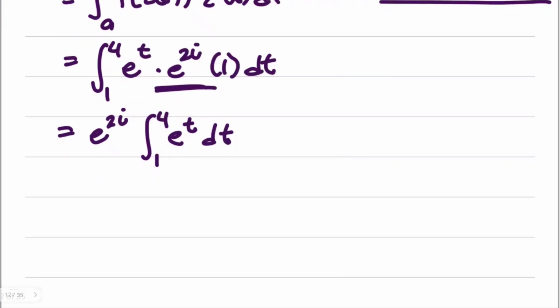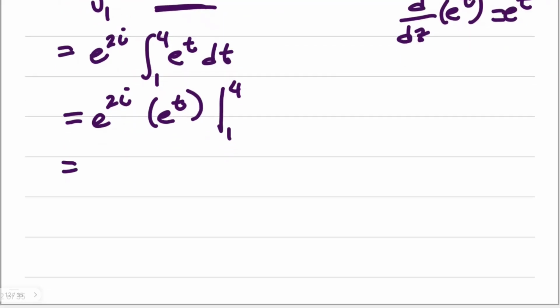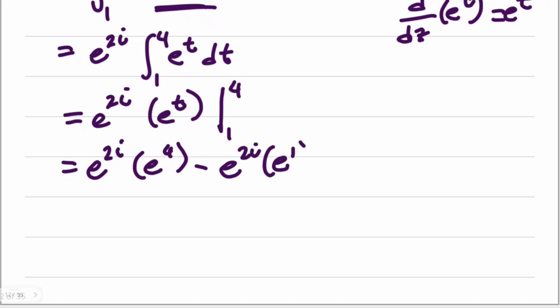Take note that the integral of e to the power of t is just itself, right? This is equivalent to e to the power of 2i times e to the power of t itself. The derivative of e to the power of t is just e to the power of t itself. But of course, we have here the limits 1 to 4. So we just simply need to substitute that in for t. This is e to the power of 2i times e to the power of 4 minus e to the power of 2i times e to the power of 1.